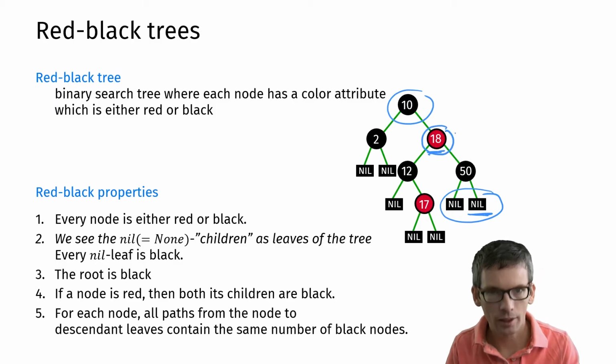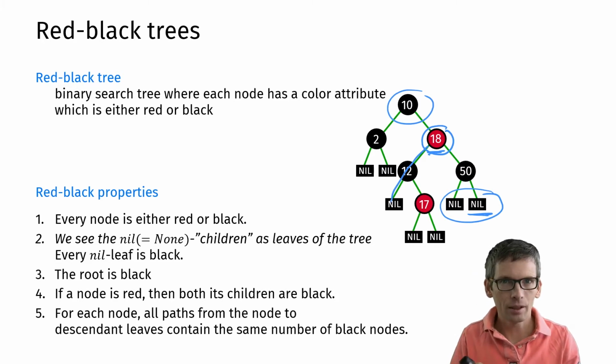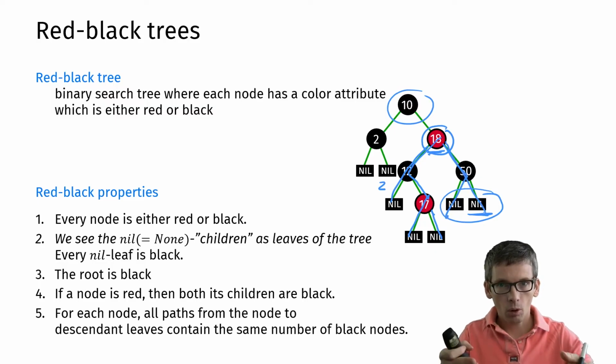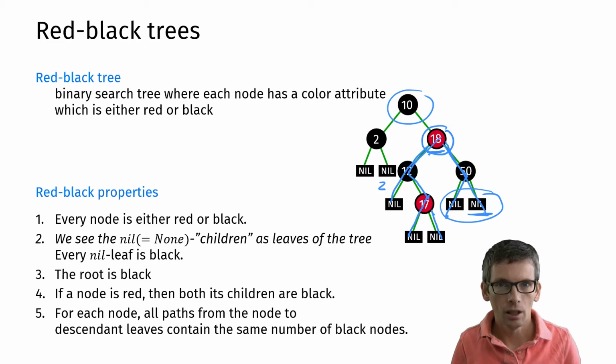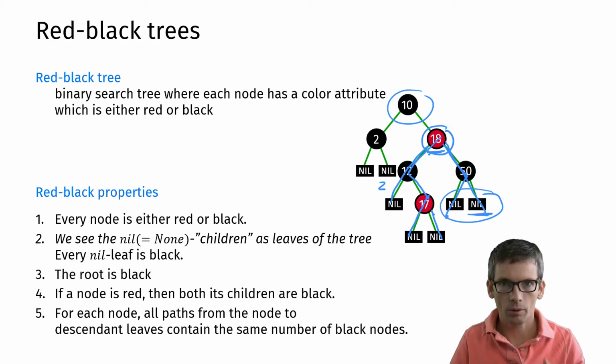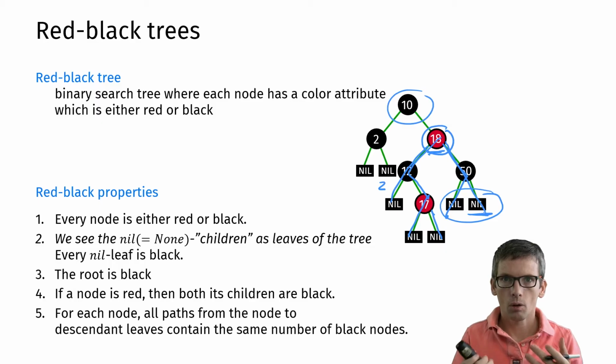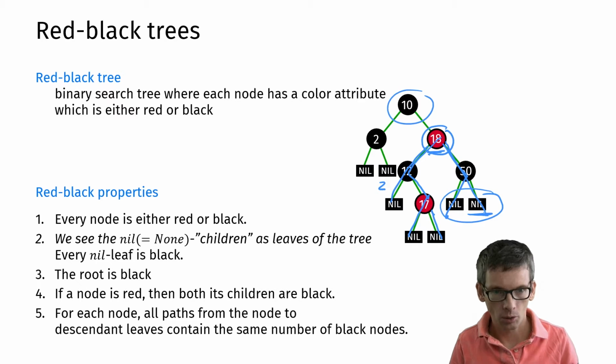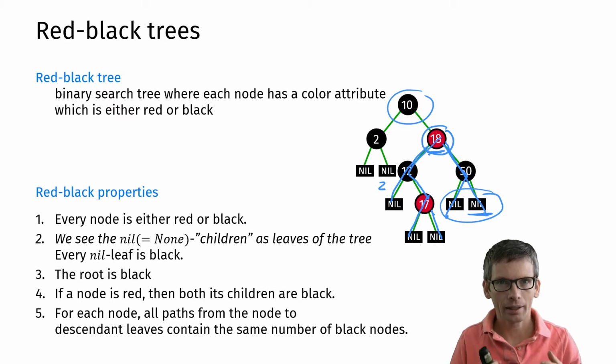So if I'm here at the 18, then if I go 2 steps to a leaf, and that's why we need these nil nodes as leaves so that this counting works. This is 2 steps, but if I go here, it's 3 steps, but it's 2 black nodes. And here also 2 black nodes, 2 black nodes, 2 black nodes. All paths to a leaf see 2 black nodes for this 18, and in general we want to have that for every node. All paths from that node have the same number of black nodes. We call that then also the black height of that node.